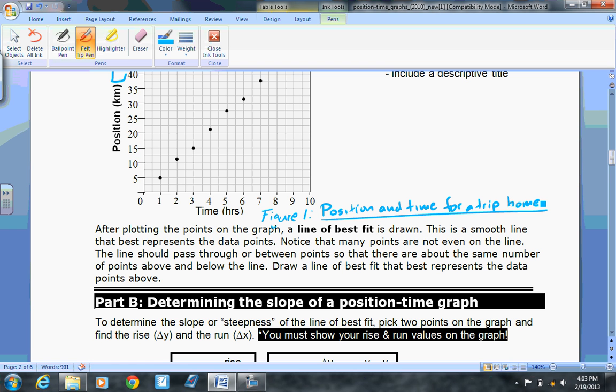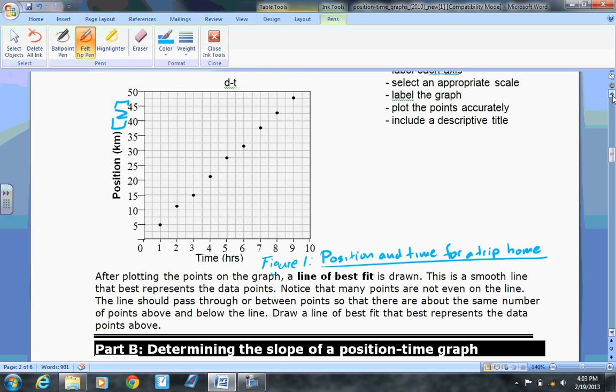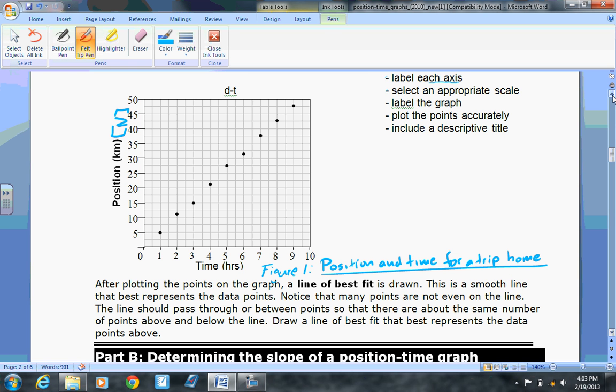There we go. Now, with regards to the graph, we always want to draw a line of best fit. Now, remember, a line of best fit best represents the data and tries to incorporate as many of the data points as possible.